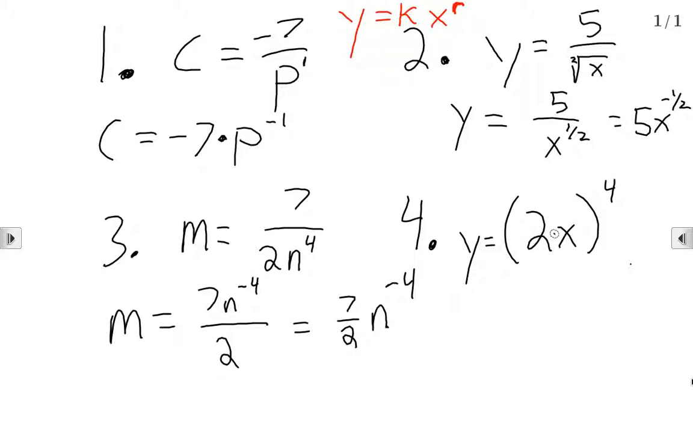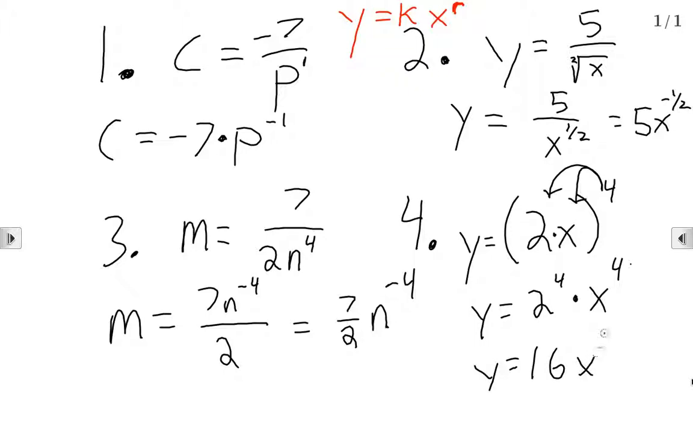Anytime you have multiplication, and this only works if it's multiplication. If this is plus or minus, you cannot do this. But since it's multiplication, we can what's called distribute the exponent. So we have y equals 2 to the 4th times x to the 4th. And then x is unknown, so we can't simplify that. But 2 to the 4th means 2 times 2 times 2 times 2, which gets us to 16x to the 4th. And now we have that desired form we're looking for. We have our dependent variable, our k value, our independent variable, and our exponent, kx^r.